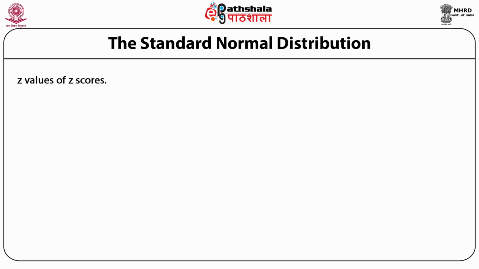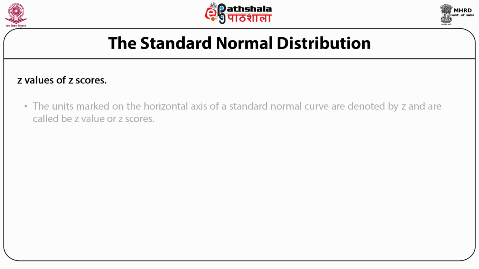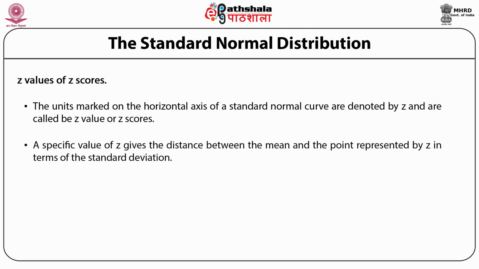Z values or Z scores. The units marked on the horizontal axis of a standard normal curve are denoted by Z and are called the Z value or Z score. A specific value of Z gives the distance between the mean and the point represented by Z in terms of the standard deviation. In figure 4, the horizontal axis is labeled Z. The Z values on the right side of the mean are positive and those on the left side are negative.